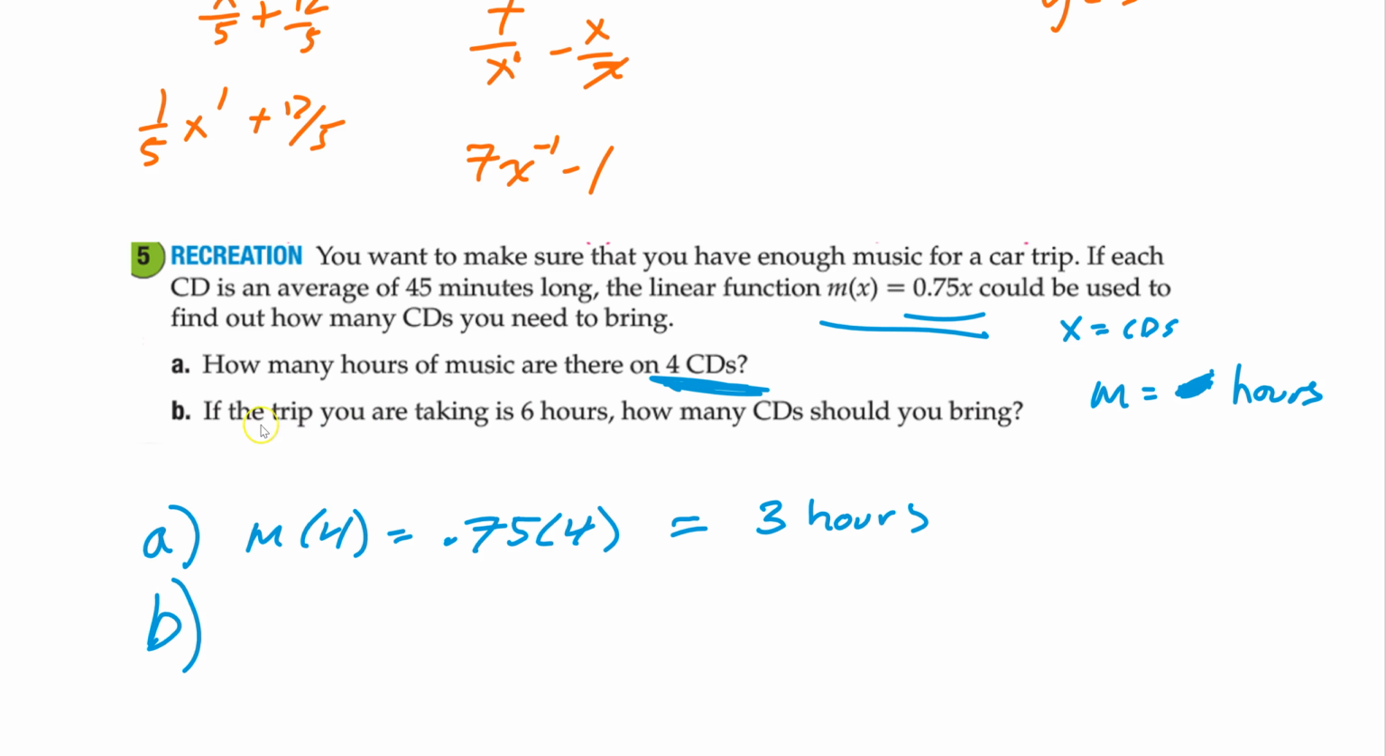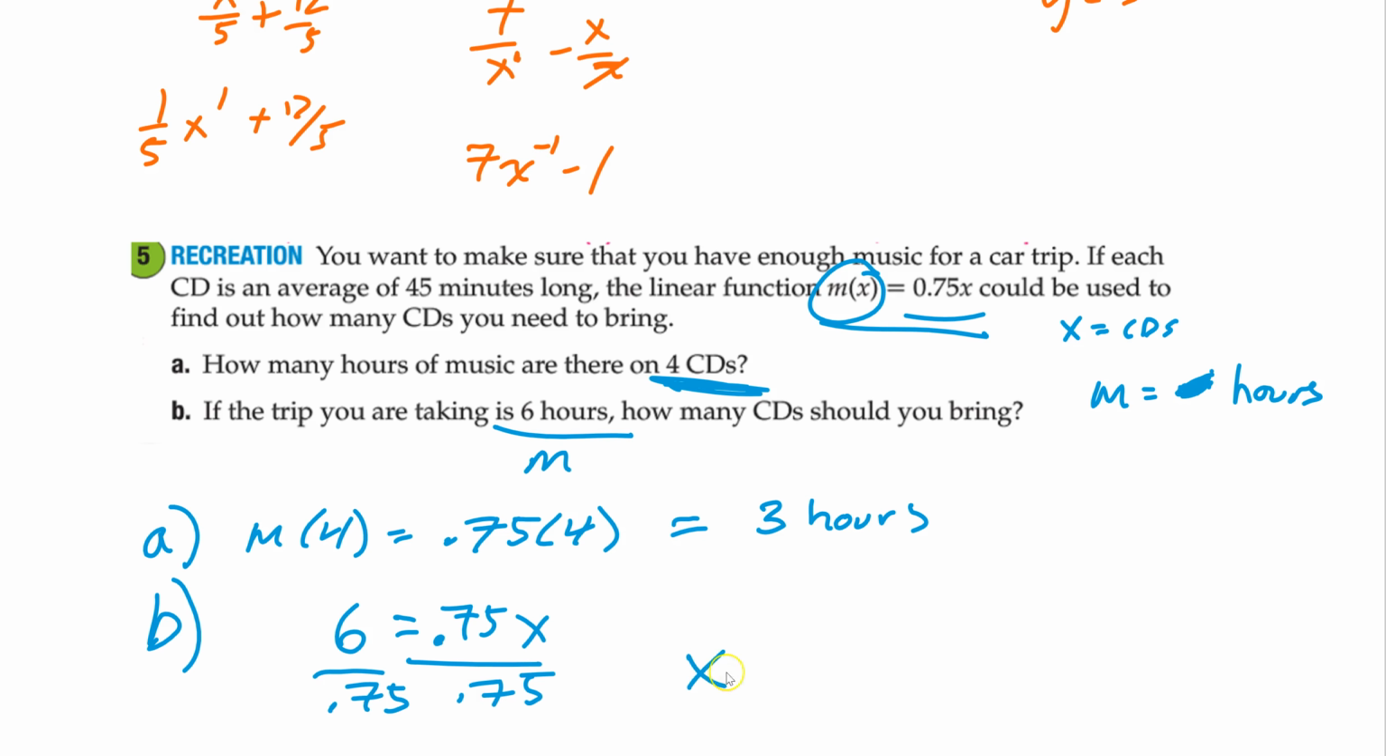Now look at B. If the trip you're taking takes 6 hours, now they're giving us hours of music. So they're giving us M this time. How many CDs do you need to bring? So now we're going to have 6 equals 0.75x. We're going to plug the 6 in for the M part right there. So this is our equation. I'm going to divide both sides by 0.75. I get x equals 8. So we need 8 CDs in that case.